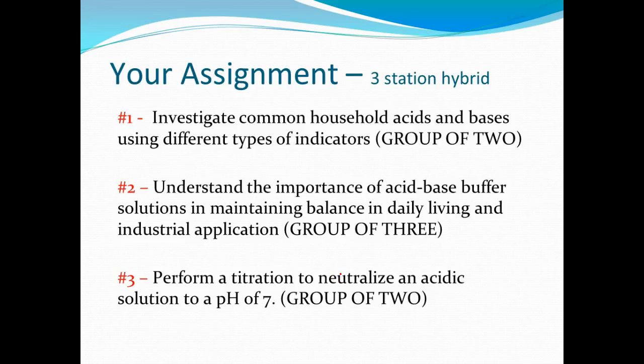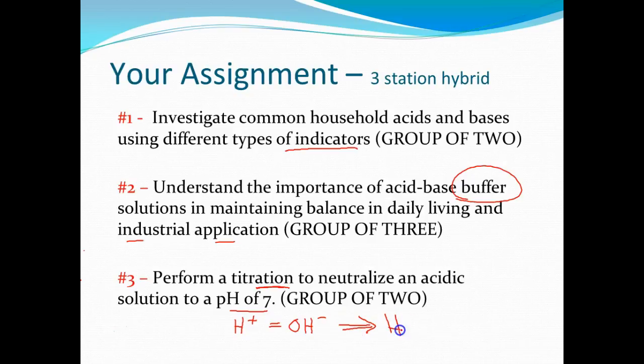So what's today's activities? 3 stations again. First station, you're going to use these different types of indicators that will change at different color points, different pH values. Those colors will change, and you'll see whether things are acidic or basic. In number 2, you're going to learn about the concept of a buffer. Okay, a buffer is hugely important in daily living and in industrial applications. And then the third station, you will perform that titration that I showed you on the prior page, where we drip the solution in and reach a pH of 7.